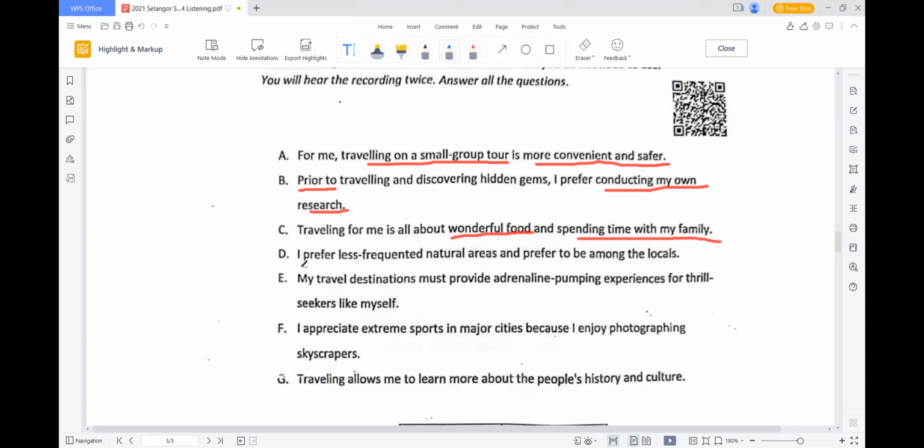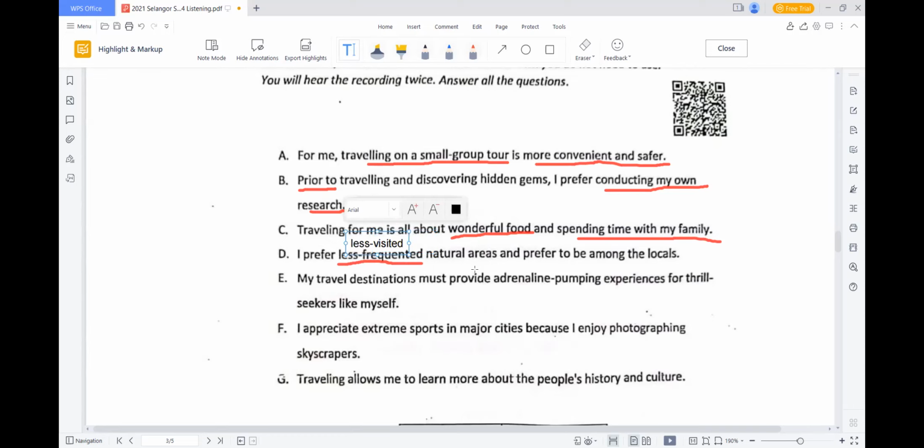Okay, good. All right, so let's look at D first. Prefer less frequented. Okay, I want you to write down these words. These are very good words which you can use in writing and also in terms of speaking. Less frequented, this is an adjective. What it means, less frequented natural areas. Less frequented means less visited. Frequented means visited. Okay, less visited place. The person doesn't like to go to those places where a lot of people visited.